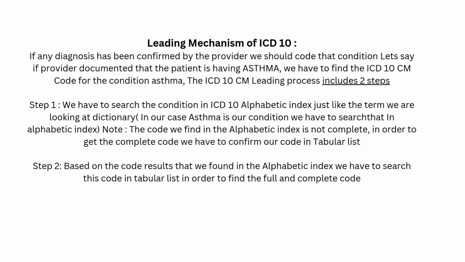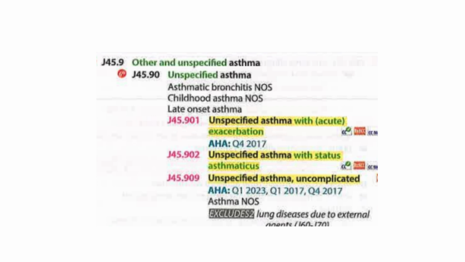Step 1, we have to search for the condition in the ICD-10-CM's index terms directly, and asthma is our condition, so we look for it in the alphabetic index. Note that the code we find in the alphabetic index is not complete, and we should confirm it in the tabular list also. The second step: based on the code found in the alphabetic index, we have to search in the tabular list to find the fully confirmed code.